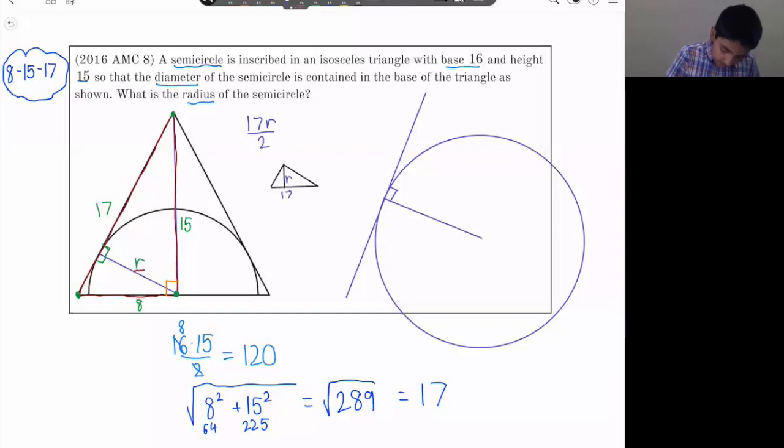This is going to be 17. And now you can try imagining, oh, the area is just going to be 17 times r divided by 2. So the left triangle is 17r over 2. Same thing for the right triangle. The total area is just going to be 2 times 17r over 2, which is just 17r. So now we have 17r equal to, remember in the beginning we found the area is 120? This means that r is 120 over 17. So that's the answer to this problem. Any questions?